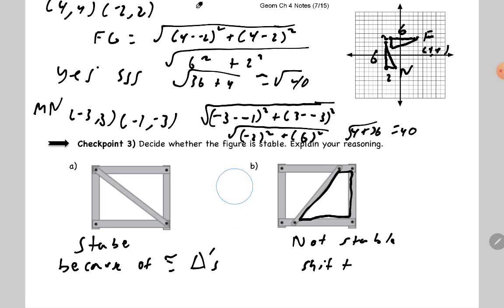But basically, main thing you need to know, triangles, very stable. Four-sided stuff, not stable.